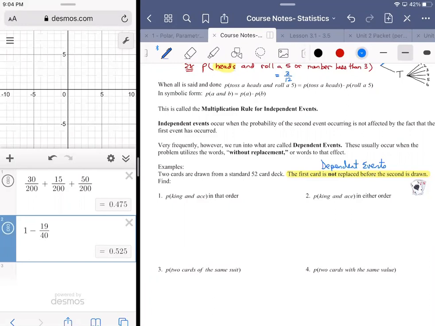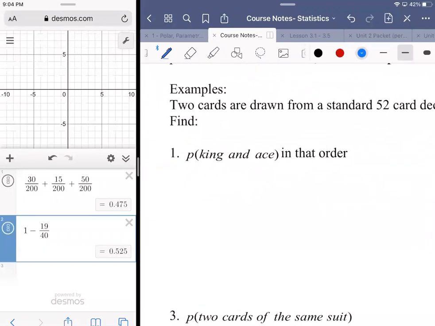So the first question: find the probability of getting a king and an ace in that specific order. All right. So we'll focus on that. Probability of getting a king is going to be multiplied by the probability of getting an ace. Now, this notation is not something that everybody is going to love, but it's necessary. So we just kind of learn to appreciate it. Vertical line, king. And I'll write what it means right now.